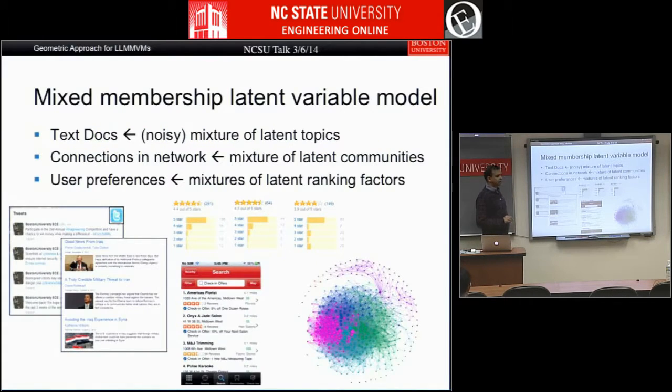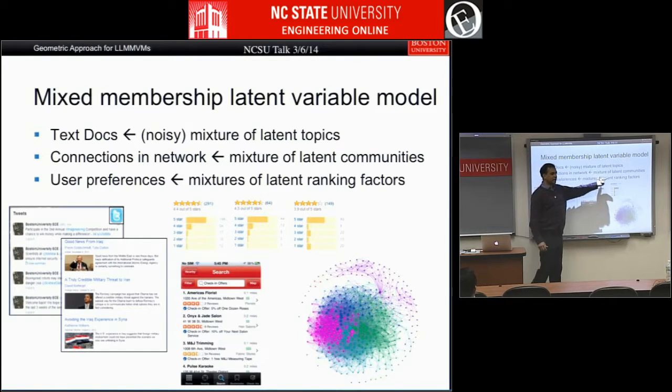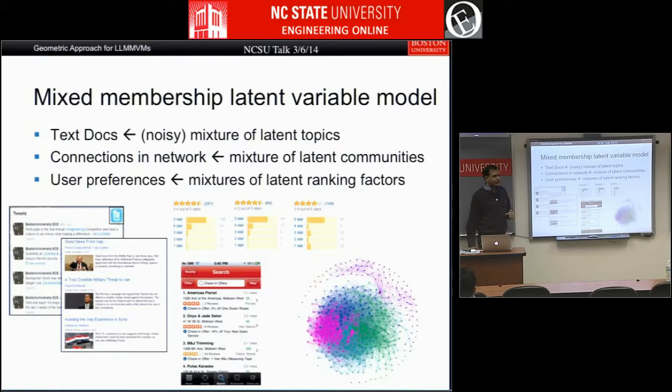So what are mixed membership latent variable models? Here are many different examples. You may have text documents as your observations, and you can think of text documents as a mixture of latent topics. You can also look at connections in a network as observations, and those connections in the network can be thought of as mixtures produced by latent communities. You can also look at user preferences, and those user preferences may be a combination of latent ranking factors. There's actually a long list of different things that can be thought of as a mixture of latent topics.